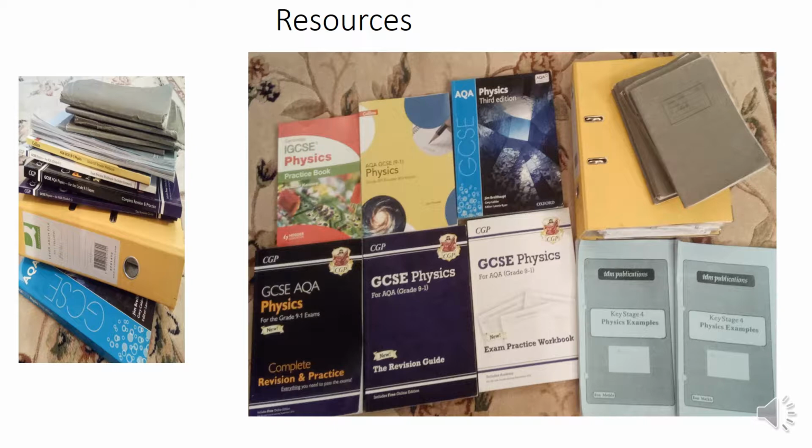So these are the resources that I used. Don't worry, it may seem overwhelming, but these are the ones that I used. So here you have 3 CGP workbooks. Over here I have 2 workbooks which were given to me by school. I have a stack of notebooks from school, which you can see more clearly there. I had 5 of them. I have here my physics folder where I compiled all of my notes.